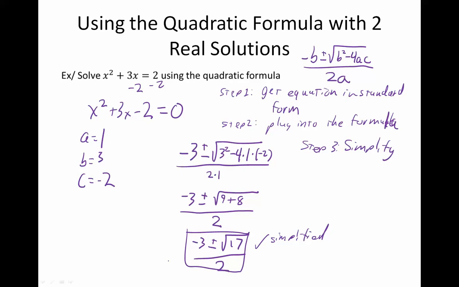All right, and those are my two answers. If you wanted to write both of the answers down, one answer is -3 plus root 17 over 2, and the other answer is -3 minus root 17 over 2. That's why it says plus or minus. Okay. All right, that's it for this first introduction video where we found 2 real solutions, right? These both being my 2 real solutions.